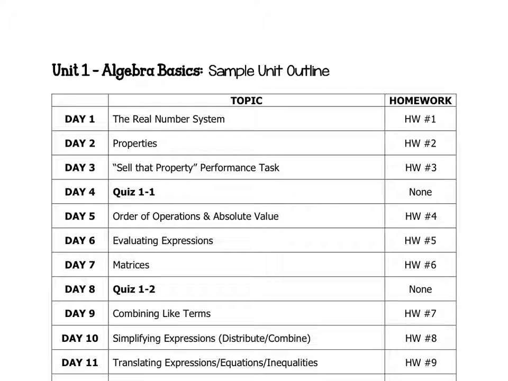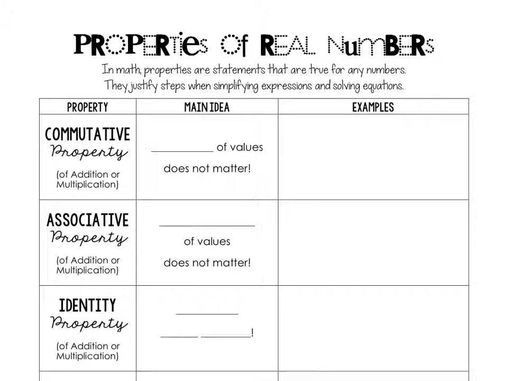In this video, we're going to talk about properties of real numbers. Basically, properties are statements that are true for any numbers, for anything. So in other words, these are rules that are universal. Whatever you do within a certain scope, the same rules apply, the same properties apply, and you can expect the same results. They're just steps when simplifying expressions and solving equations.